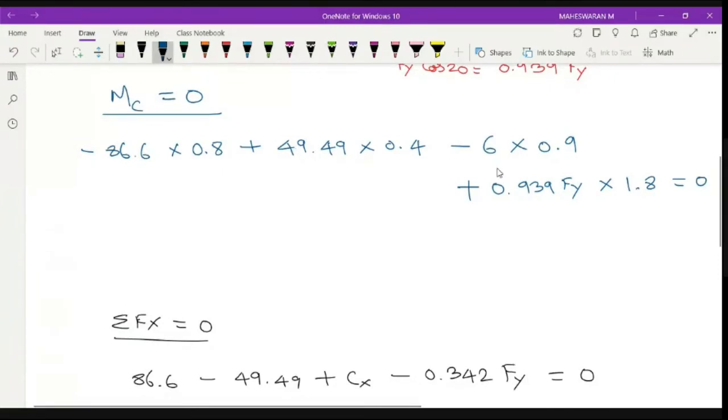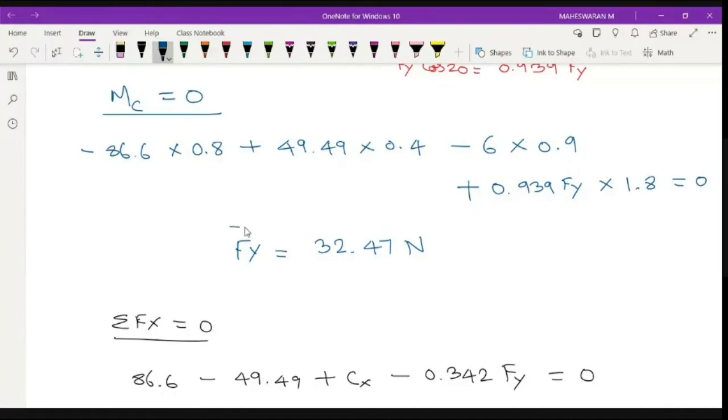So now only Fy is pending. So you can identify the value of Fy. Find out what is Fy. You are getting 32.47 newtons. Any doubt in this? No, sir.